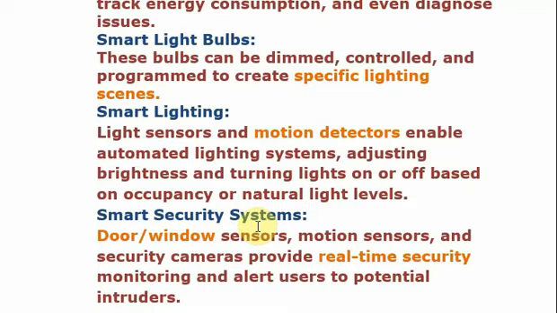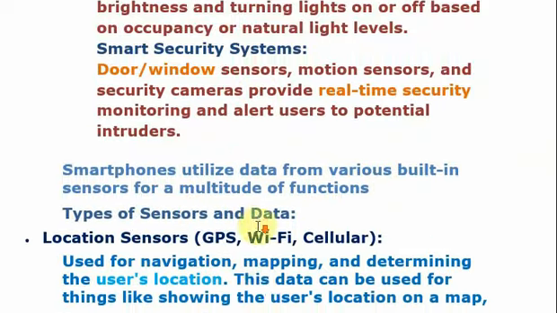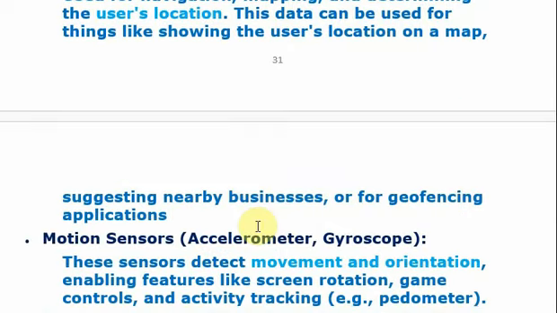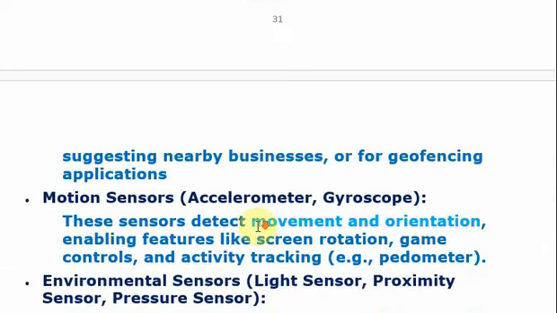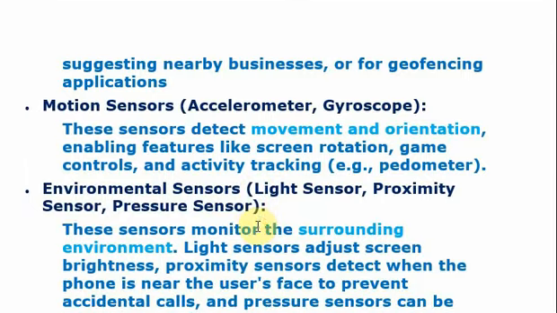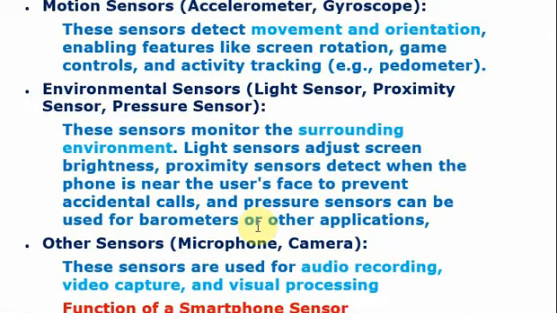Now if you take a smartphone, there are plenty of sensors, right? GPS, Wi-Fi, even the cellular network, 3G, 4G, can be used to identify the location. We can use it as a location sensor. Then motion sensors are there to identify motion. Environmental sensors like light sensor, proximity sensor, pressure sensor, right? Microphone and camera we can also use as sensors, as voice input, and biometric recognition, right? Biometric input.